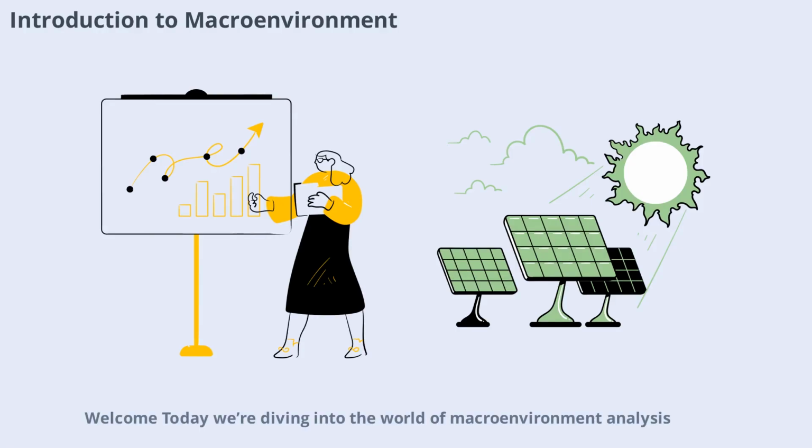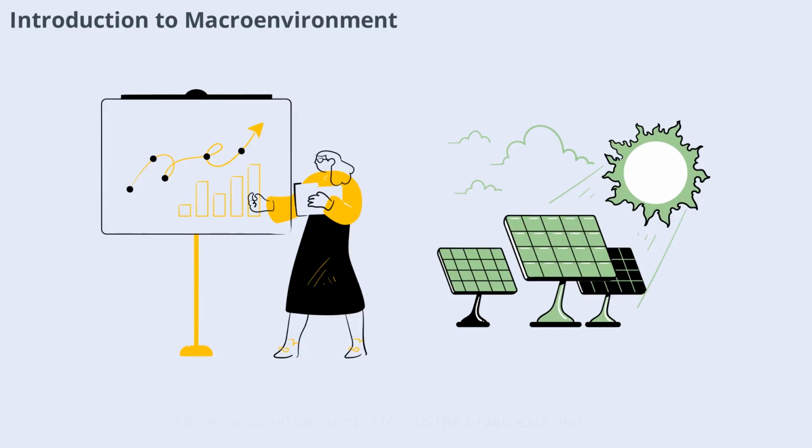Welcome. Today, we're diving into the world of macroenvironment analysis, a crucial process for any business or organization aiming to thrive in a constantly changing world. The macroenvironment refers to the broad external factors that can influence an organization's performance, such as economic trends, technological advancements, social changes, and political shifts. By understanding these factors, businesses can better anticipate changes, adapt their strategies, and ultimately gain a competitive edge.